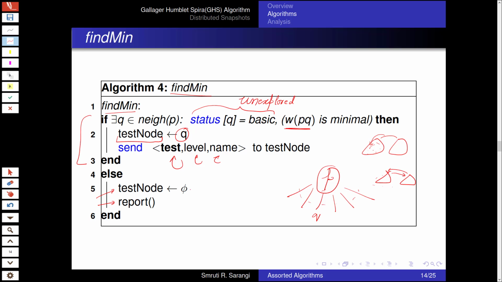Alright. So now there are two possible outcomes of find min. One is that you send a test message. The other is that you report that, look, I didn't find anybody. So let us see what happens to both. So how did we reach here?